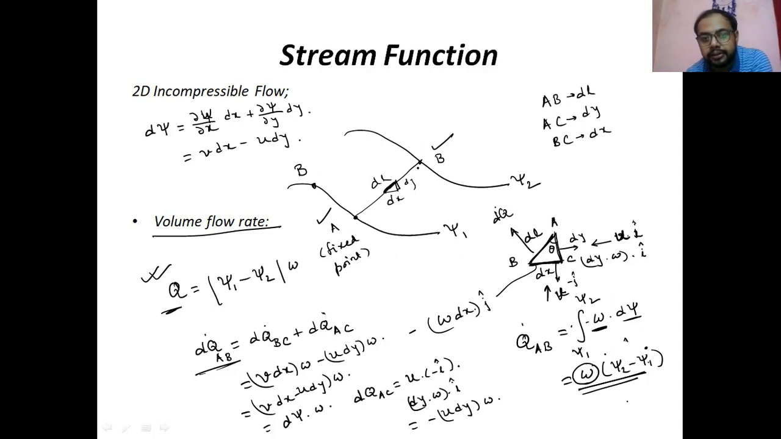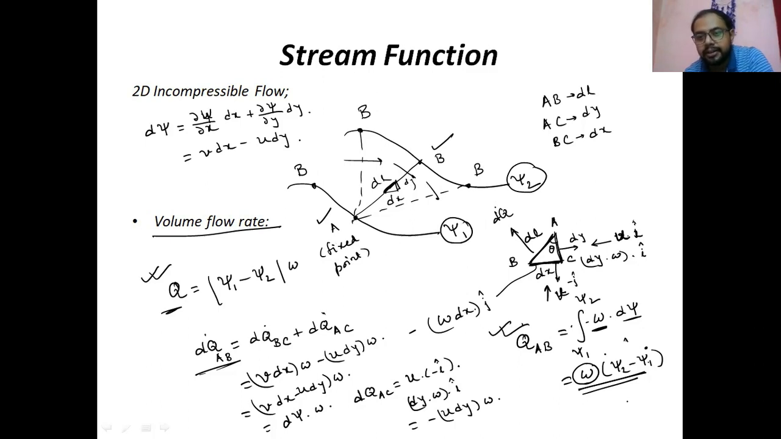If point B, instead of here, is at here, you get the same value. About AB, the same value you will get. The flow rate value will not change. If B is here, the flow rate value will never change. So the flow rate across this line, across this line, across this line are the same. No changes, because psi 2 is not changing and psi 1 is also not changing.